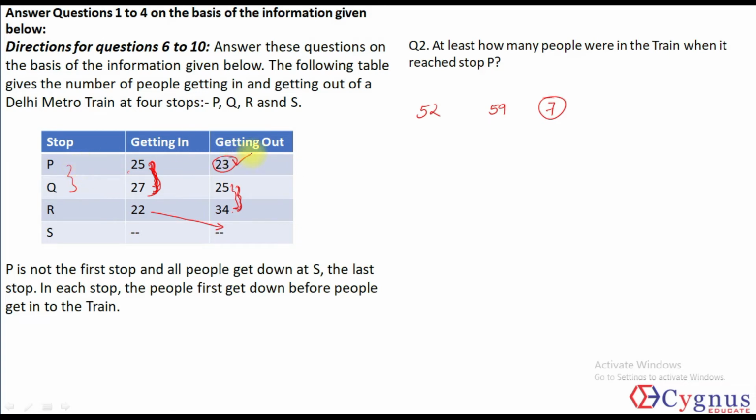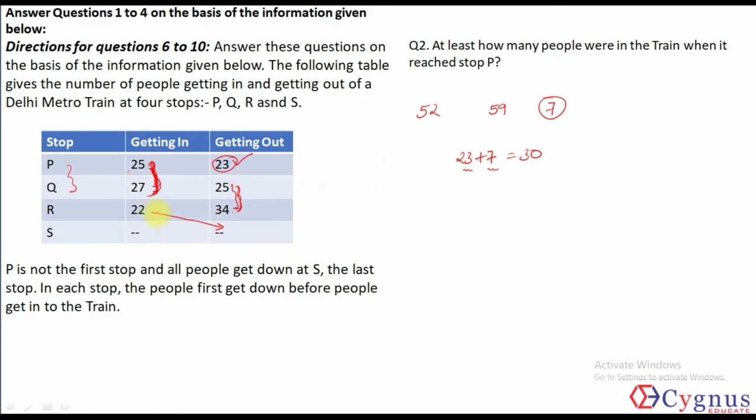23 I can see because they got down at P. How many were left? 7 were left. That's why these 7 people will get down at either Q or R. So how many people were in the train when it reached stop P? I can say 23 plus 7. That makes 30. Yes or no?